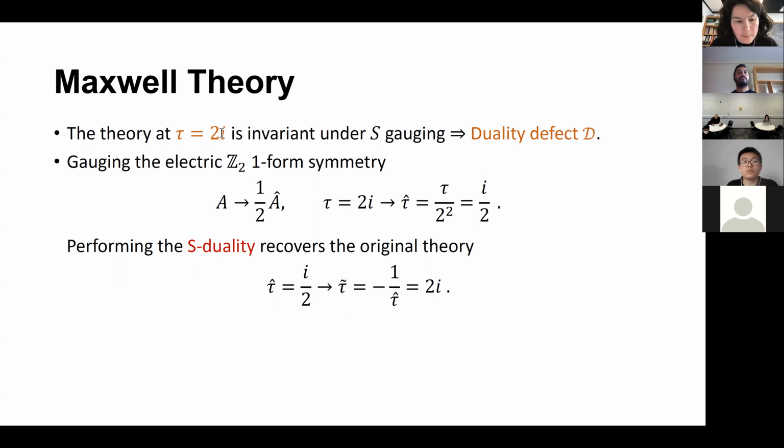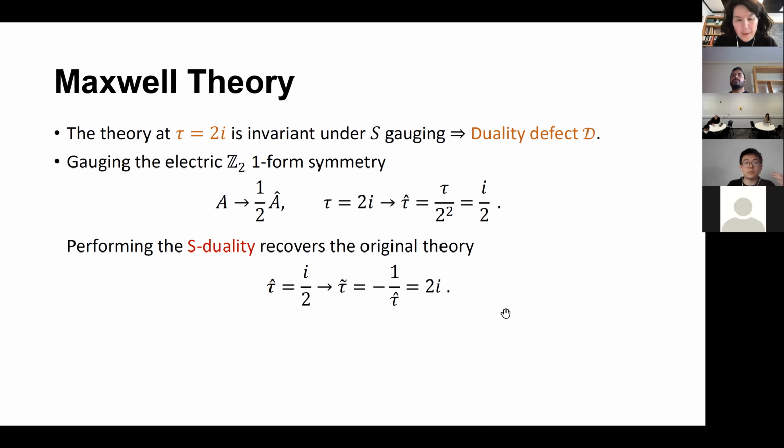For tau equals 2i, if we do an S gauging for the electric Z2 one-form symmetry, this will just put a factor of 1/2 in front of the gauge field, and because the action is quadratic, the tau parameter will just divide by 2 squared, and now it will map tau equals 2i to i over 2. And because of S duality, tau equals i over 2 is the same as tau equals 2i, so we recover the original theory.